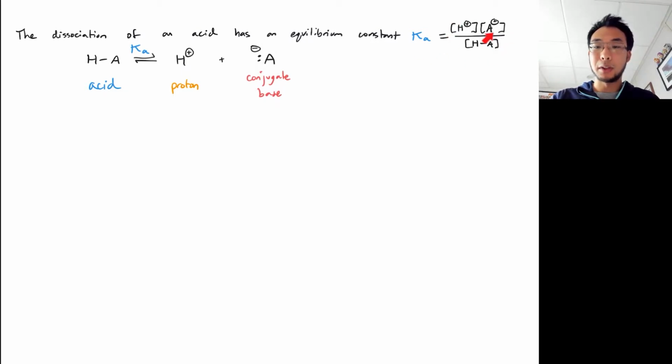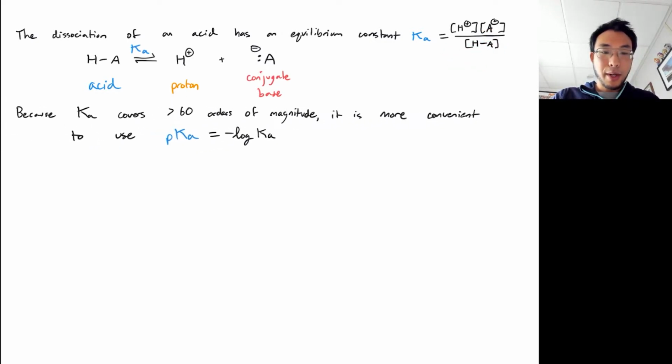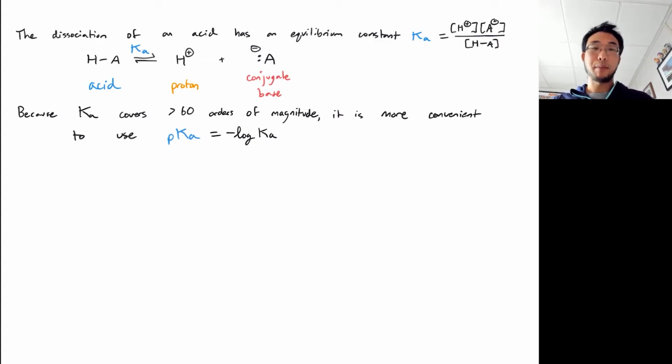If you're looking at the math, that should look like the concentration of proton times concentration of anion divided by HA here. Because of the way that these equilibrium constants have been found to vary over large orders of magnitude, over 60 orders of magnitude, it just is much more convenient for us to turn this into the log form and use a pKa instead. So that's the negative log of the Ka. What that essentially does is it takes the exponent on the Ka here. So if this is 10 to the 20, then we'll say pKa equals 20.